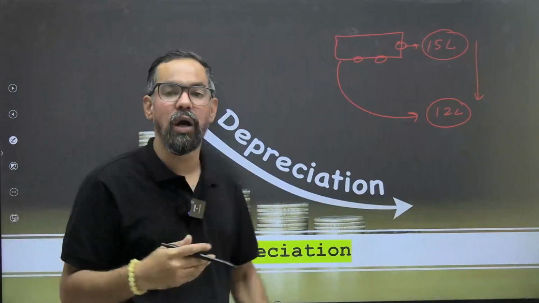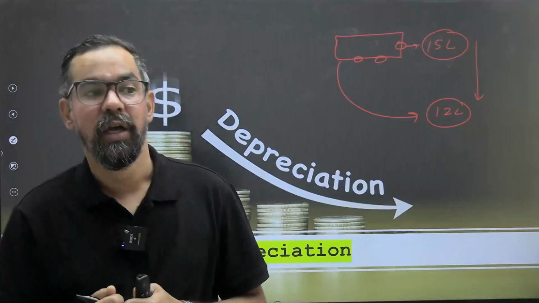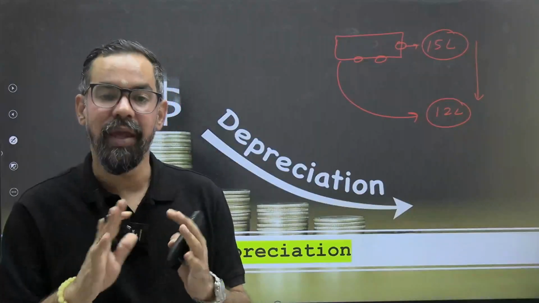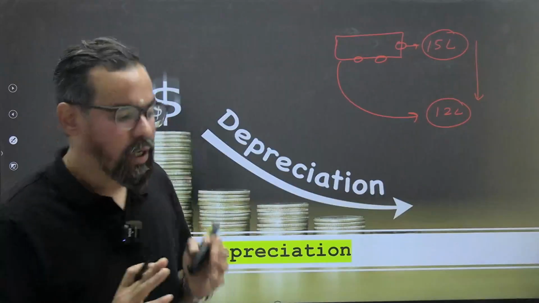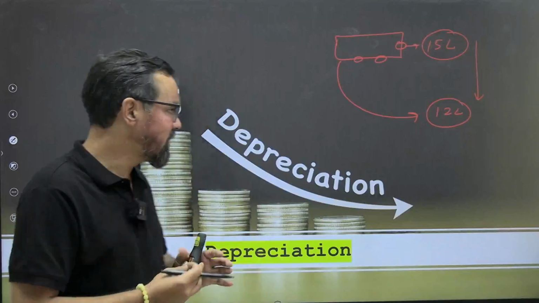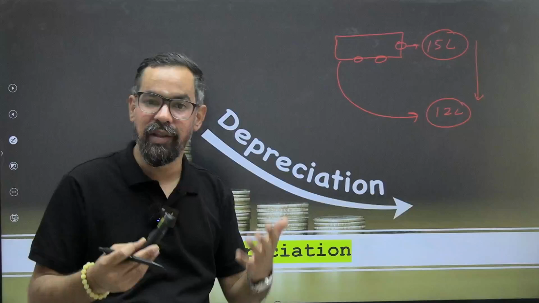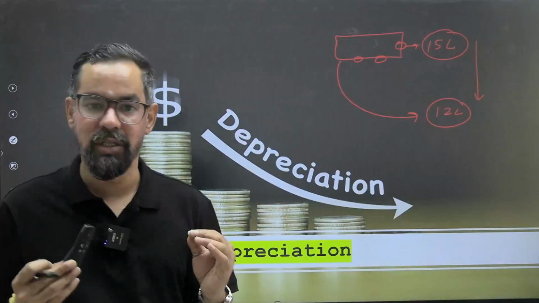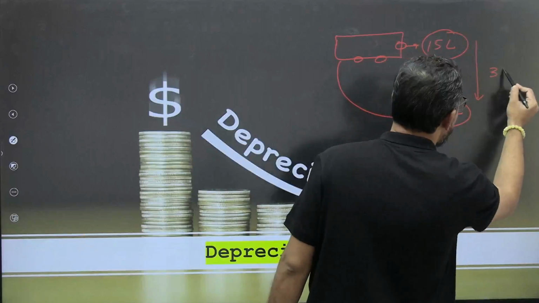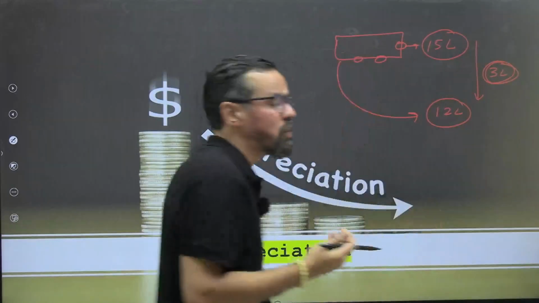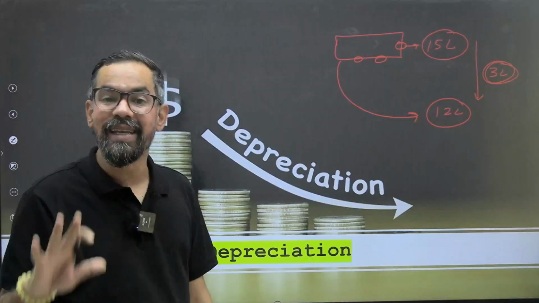So we have to account for this particular one. Depreciation is treated as an operating expense, and we have to adjust this in our profit and loss account, right? The meaning is a reduction in the value of an asset, or decline in the monetary value of an asset, that is called depreciation. Like let's say the reduction in value is 3 lakh. So you have to change the book value of that particular asset from 15 lakhs to 12 lakhs.